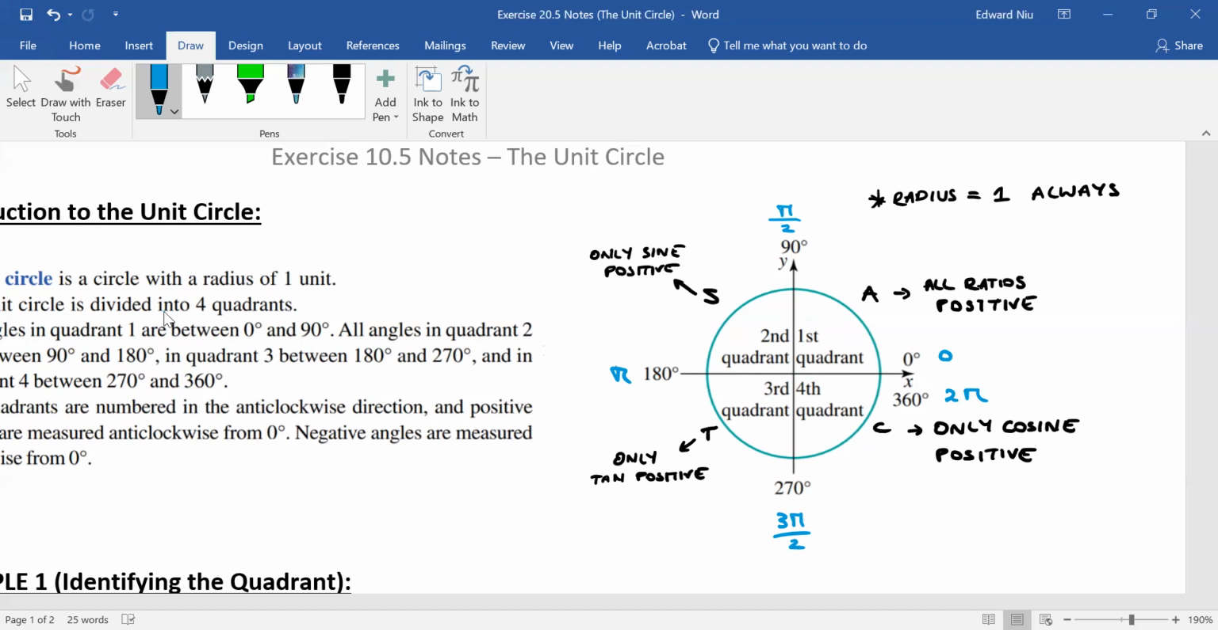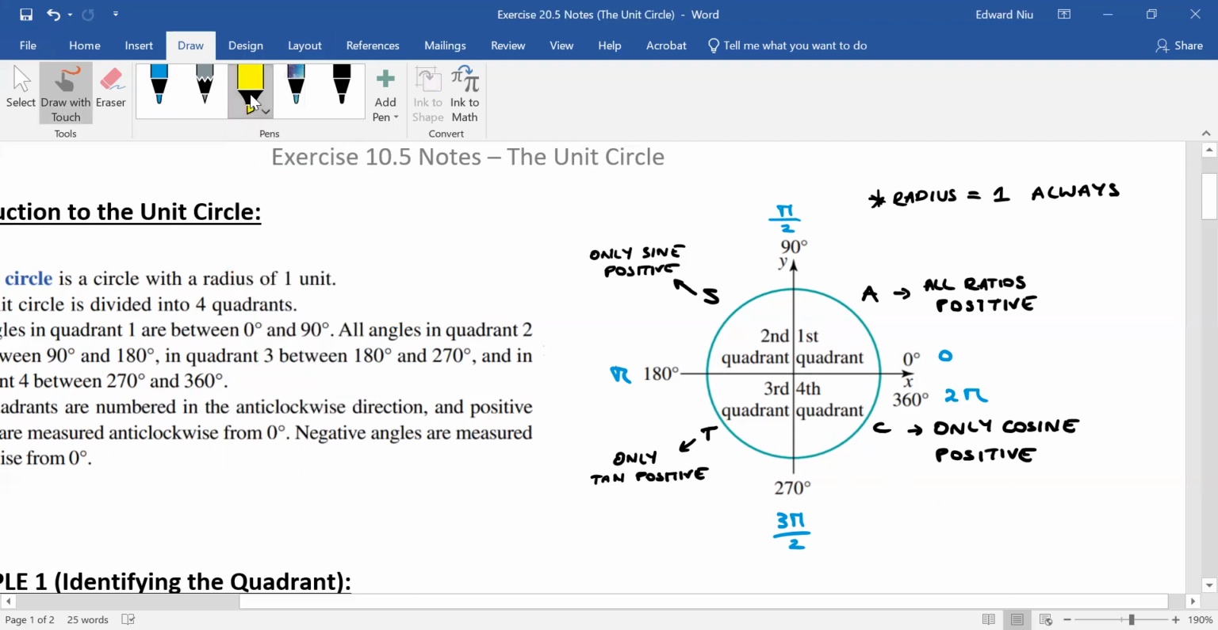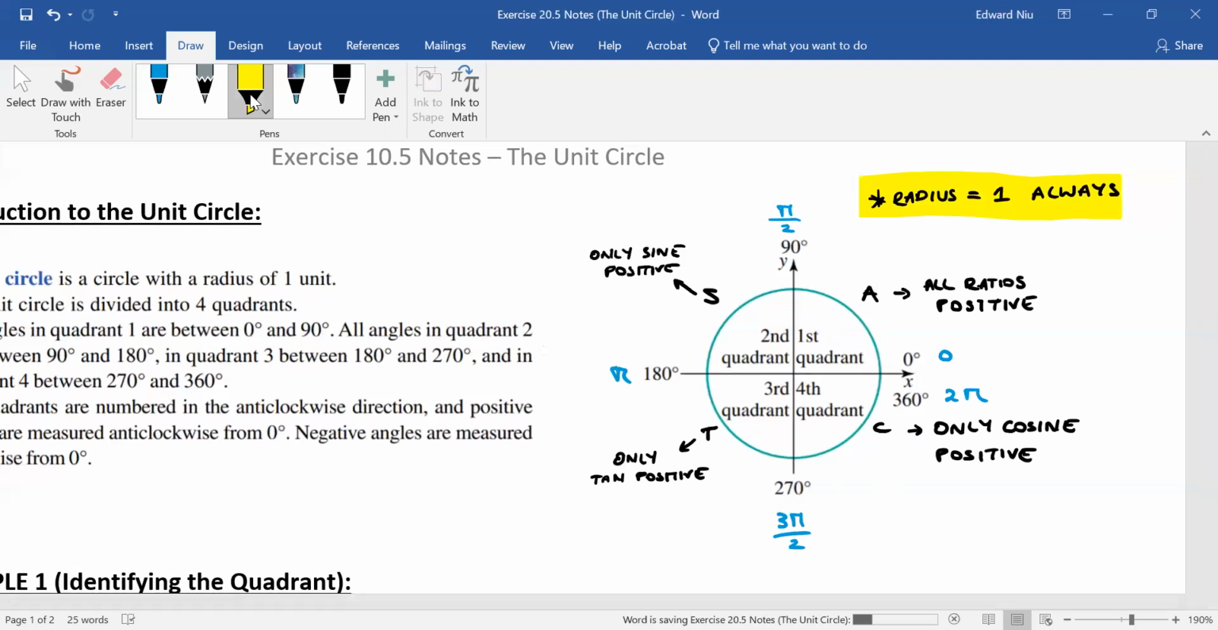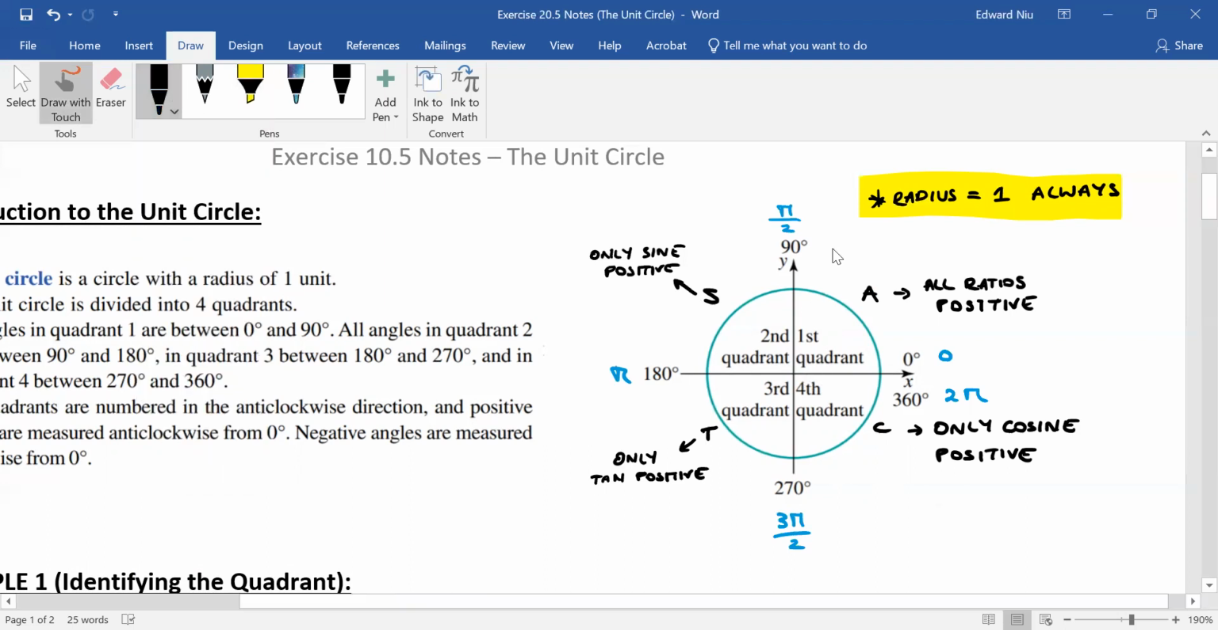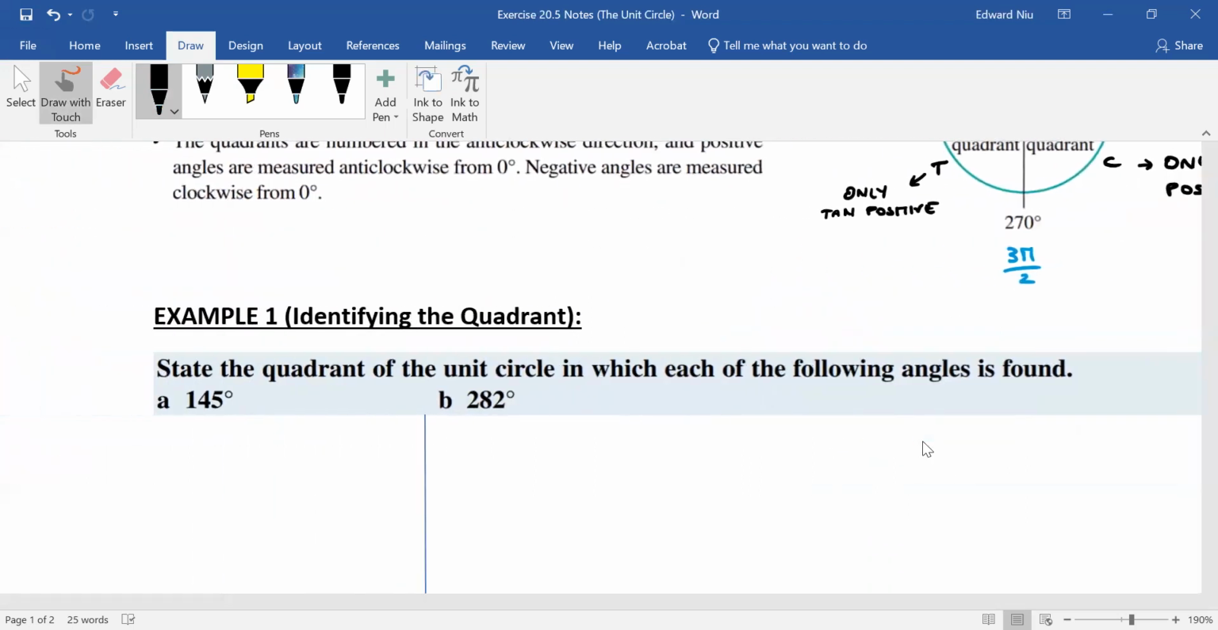All right, this part here is super important that we don't overlook. The radius is always equal to 1. And when we start putting triangles in the unit circle, what we're going to see is the radius is actually always going to be the hypotenuse, which is the longest side. Okay, so we'll take a look at that more in detail later. All right, but let's progress to example 1.